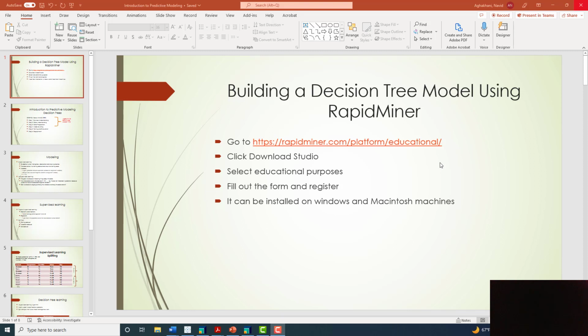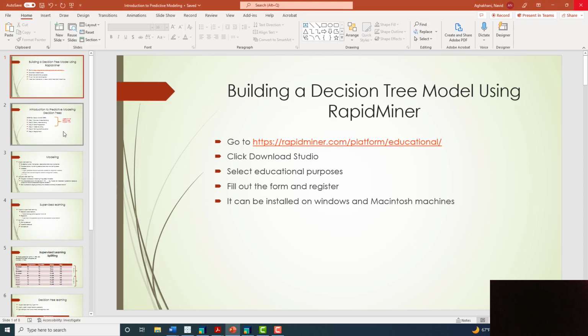In this recorded lecture, I will do a quick recap on the machine learning concepts and the steps involved in doing data mining and machine learning analysis. After that, in the next recorded lecture, we are going to learn how we can use RapidMiner to build a decision tree model based on a very simple scenario and the data that is available for us in RapidMiner.